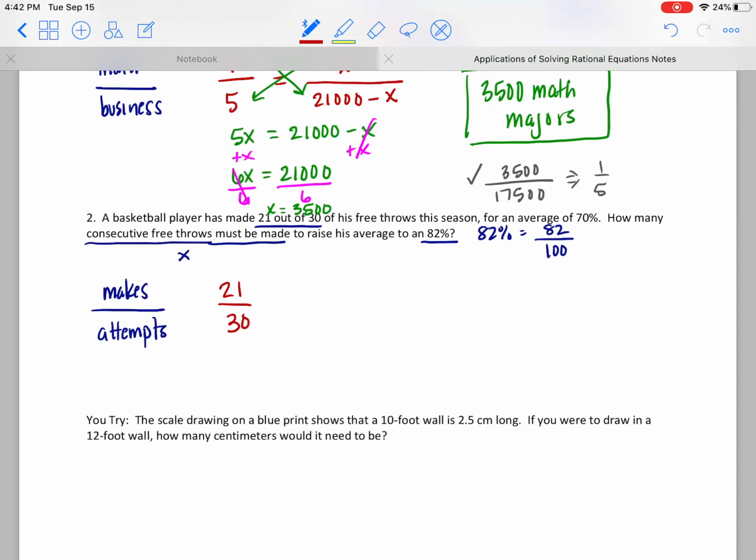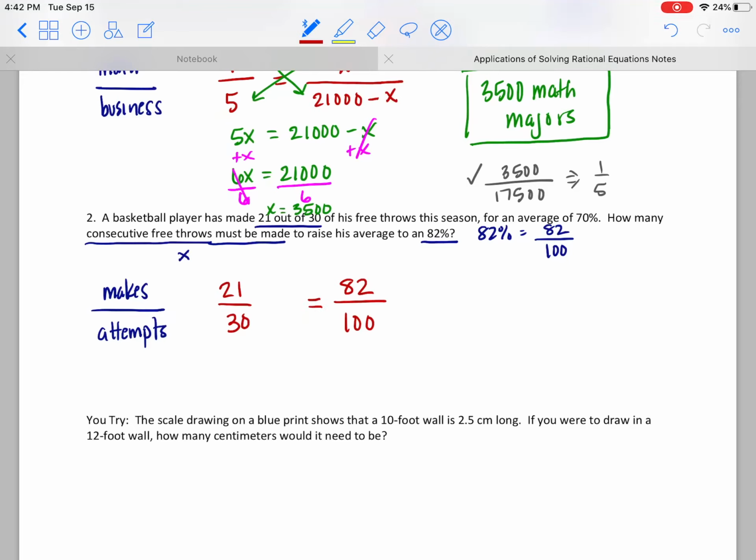And then it says he's trying to raise his average to an 82%. So I know we're going to be trying to get to an 82% or an 82 out of 100. So I have two fractions. Now, there's got to be a variable in here somewhere. So it says how many consecutive free throws must he make to raise his average to an 82?